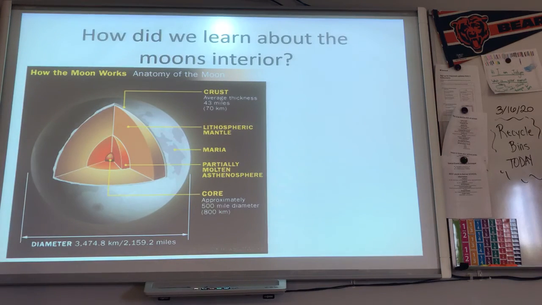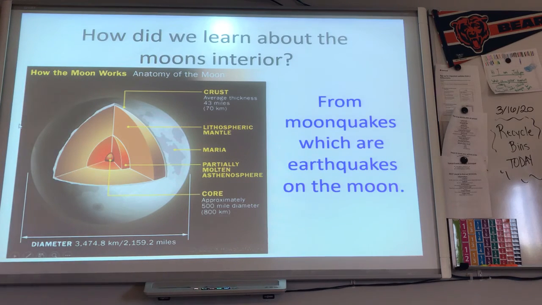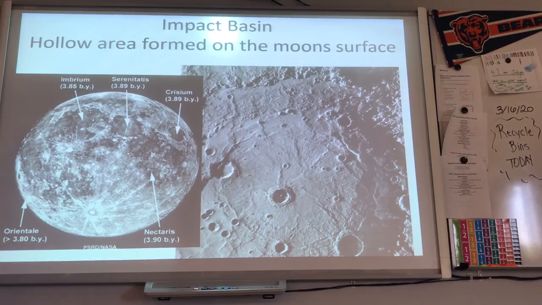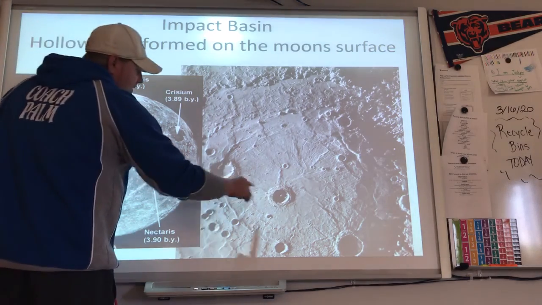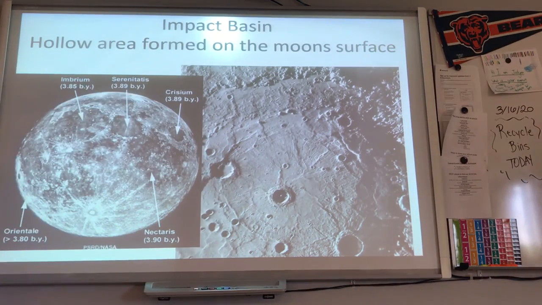Now, how did we learn about the moon's interior? From moonquakes, which are earthquakes on the moon. We could see how the particles traveled through those materials, and the speed at which they traveled let us know what type of materials it was made of. Impact basins are hollow areas formed on the moon's surface. You can see nice pictures of these, and they create the maria.